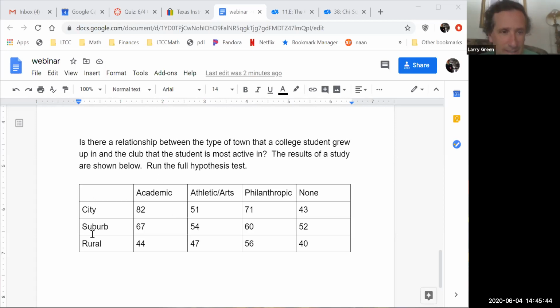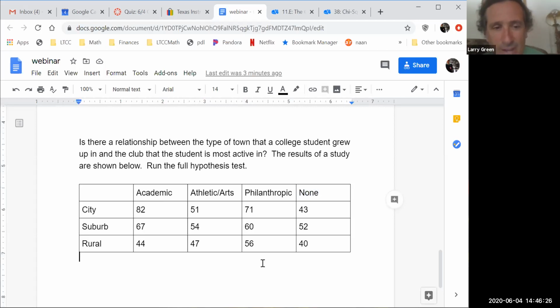And what we've got here is someone could have grown up in the city, in the suburb, or in a rural area. Does that make sense? And in terms of the club, they could be in an academic club, like maybe the math club. They could be in an athletic or arts club, like the football club. They could be in a philanthropic club, like Kiwanis or something. Or they could be in no club.